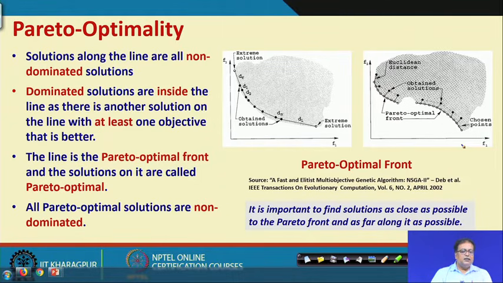So, all these things are there, and the solutions which are not on the Pareto front, you can say that those are dominated solutions, right. The dominated solutions usually will be inside the line, because if I compare a solution on the optimal front, you may find that there is at least one solution which is better than the solution which is inside. So, let us see what exactly we are talking about.